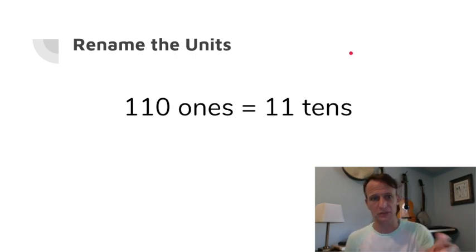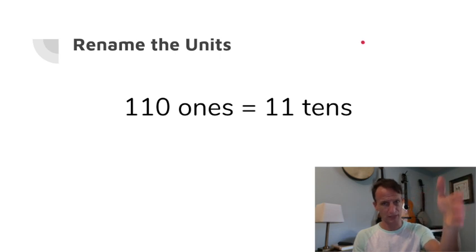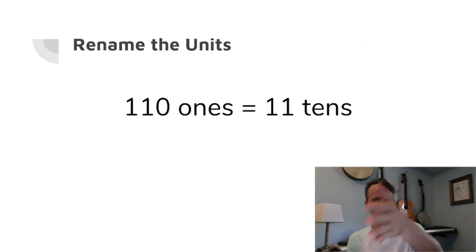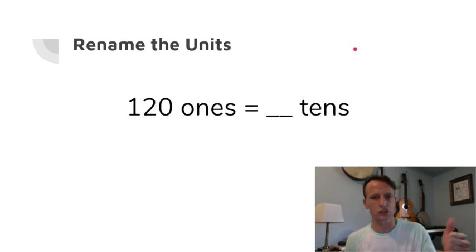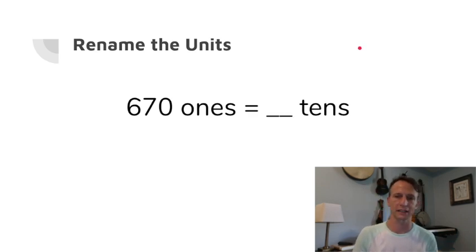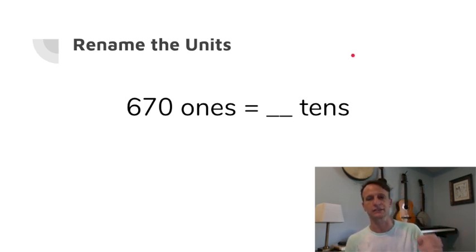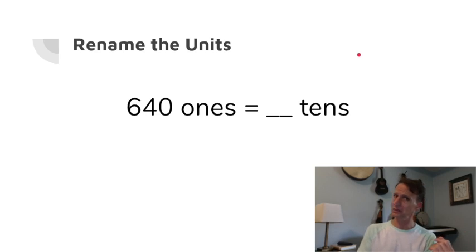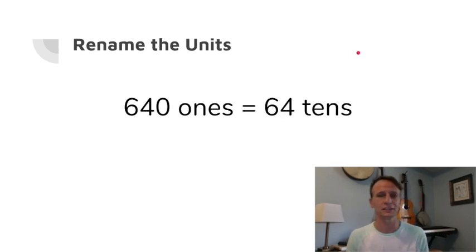I'm just going to give you a little sneak preview here. The way of thinking of this mentally is using place value. 110 ones, 11 tens, moving those over. Get it? Okay. 120 ones, 12 tens. 170 ones, 17 tens. You got the hang of this. What if you have 270 $1 bills? How many $10 bills is that? 27. Great. You can work at a bank now. 670 ones, 67 tens. How about 640 ones? We'll go backwards now. 64 tens.